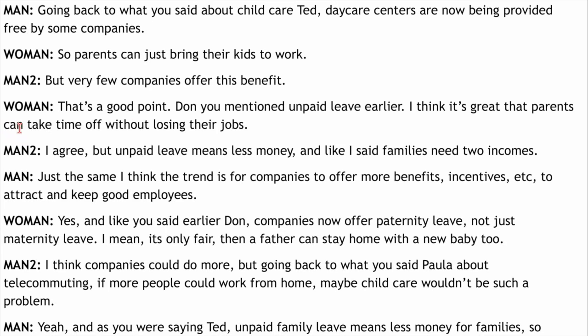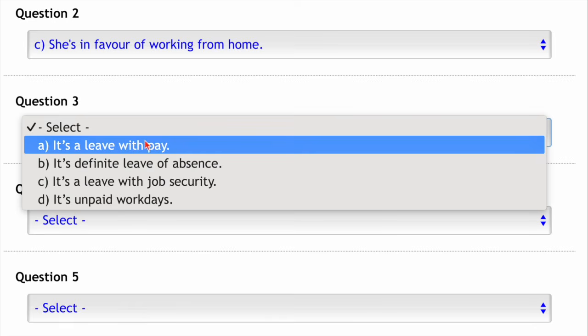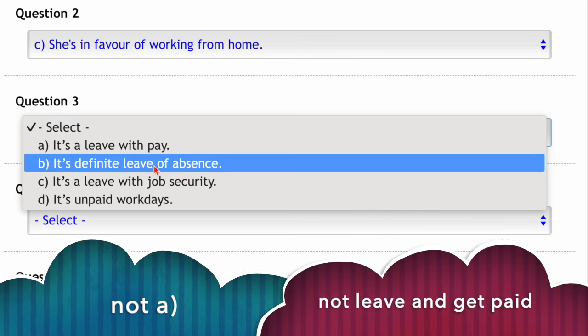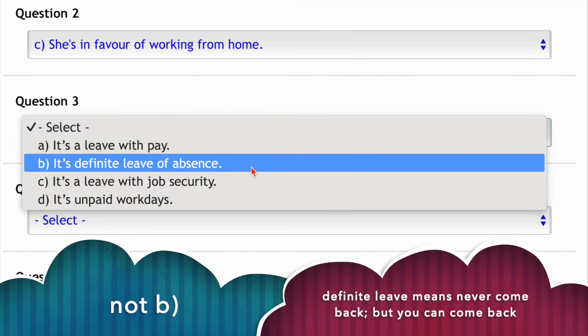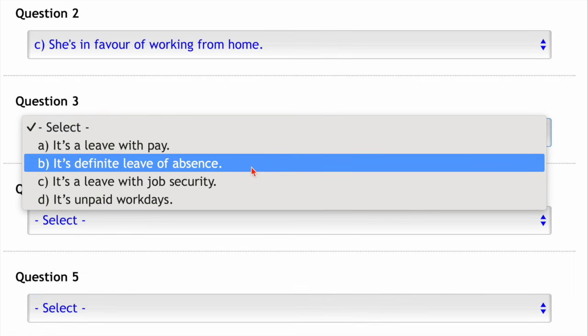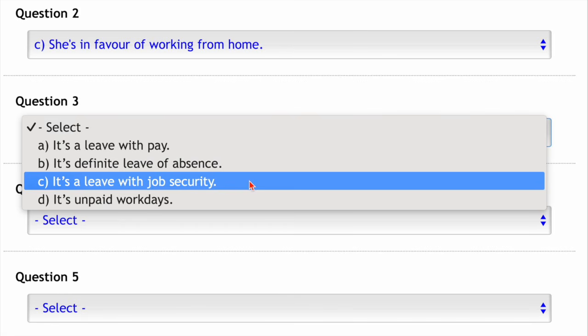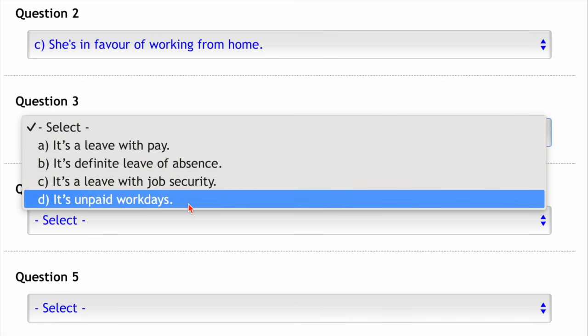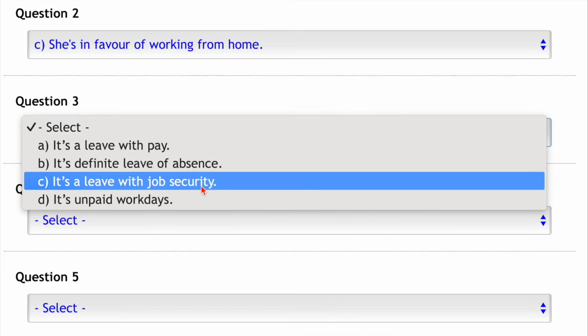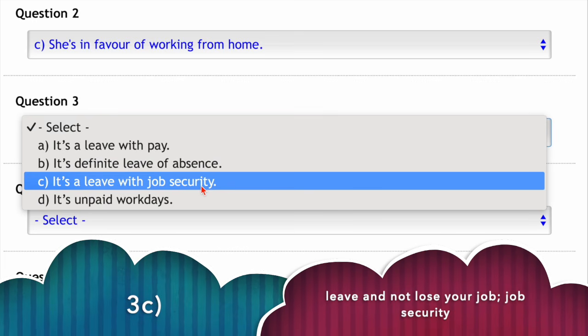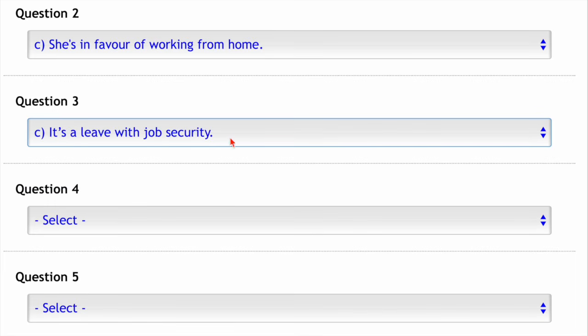So take time off without losing their job seems to be the key. Not with pay, so not A. Not definite leave of absence means leave and never come back. So not that one. It's a leave with job security. It's unpaid work days. So not work days. It's unpaid days without working. So C, leave, you can leave the job, but job security, you can keep it. Okay?